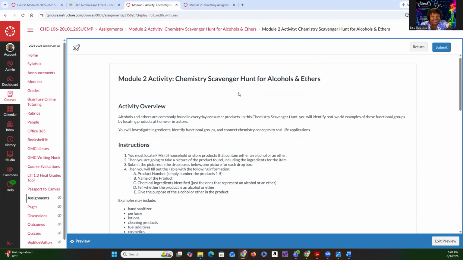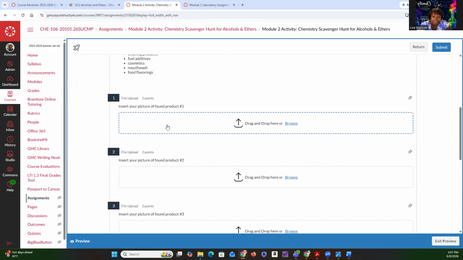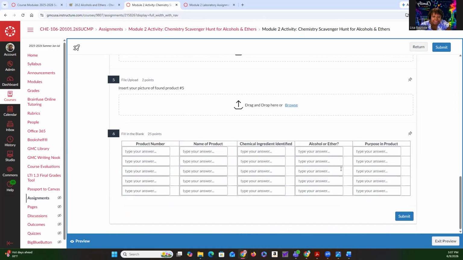In this chemistry scavenger hunt, you will identify real-world examples of these functional groups by locating products at home or in your store. So you will investigate ingredients, identifying functional groups, and connect chemistry concepts to real life applications. So you're going to pick five items that are either alcohols or ethers, right? And you are going to take a picture of them and drop it in the box. And then at the bottom, you're going to give us some information.